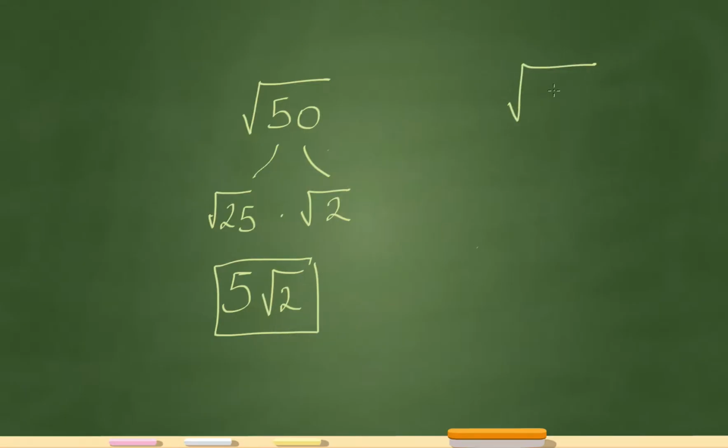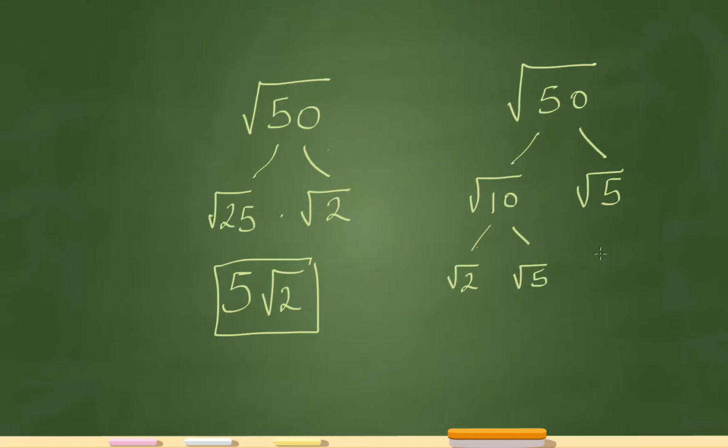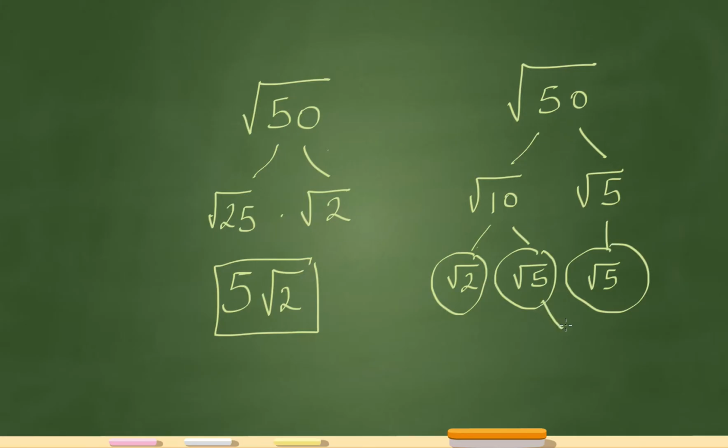Now let's say that you cannot think of a number that's a perfect square, and I think of square root of 10 times square root of 5, which also works, right? And now I can break this down even further. Square root of 10, I can break that down to square root of 2 times square root of 5. And square root of 5 I cannot break down any further, so I'll just leave that as square root of 5. Now square root of 2 times square root of 5 times square root of 5. Square root of 5 times square root of 5 is just 5, and root 2 is just root 2, so 5 root 2.